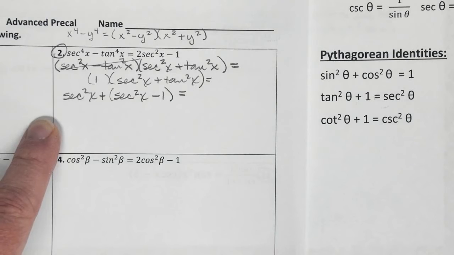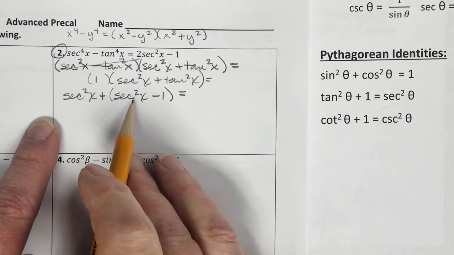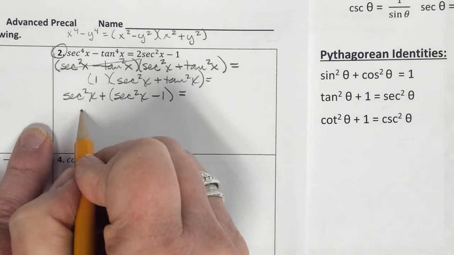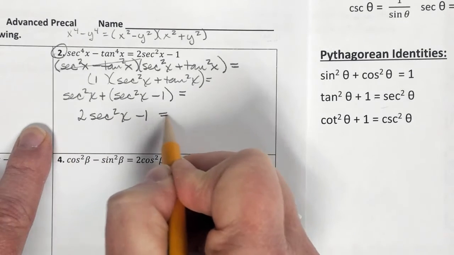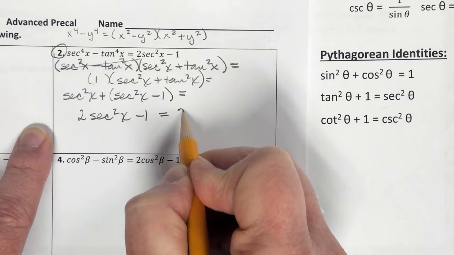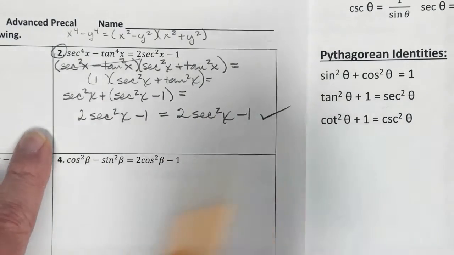Well, now look at what you've got. You've got secant squared minus 1. So how many secant squareds do you have? You have 2 of them, minus 1. And that equals then your other side. Ta-da! We did it.